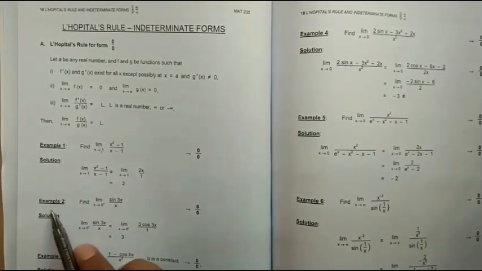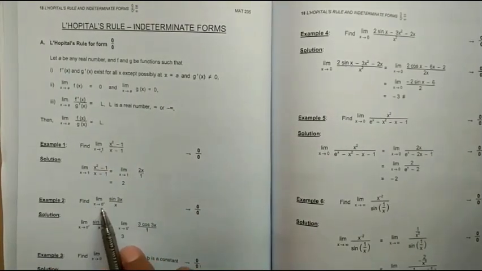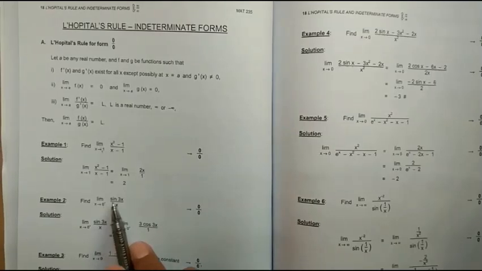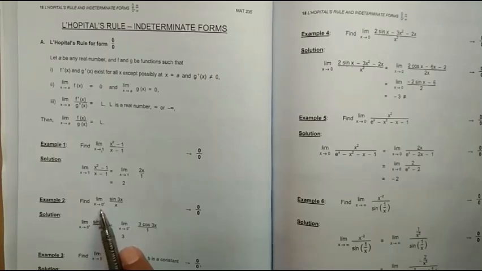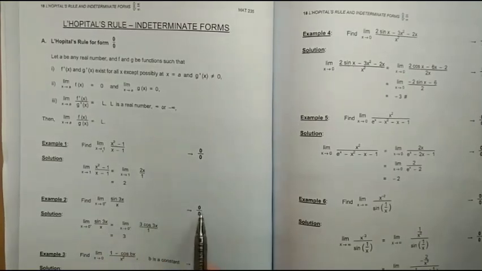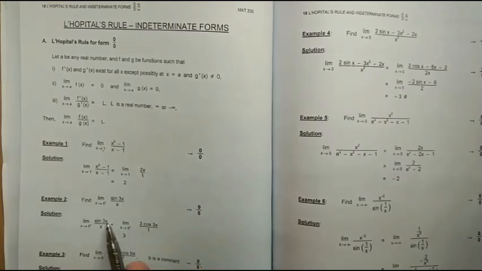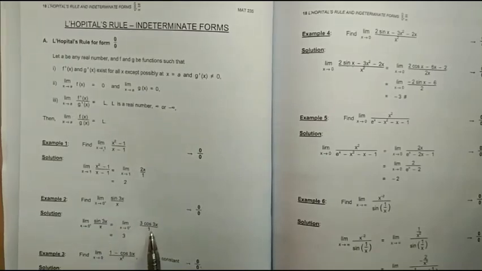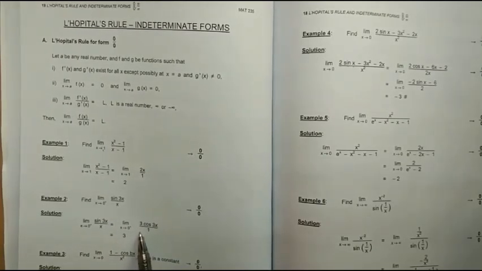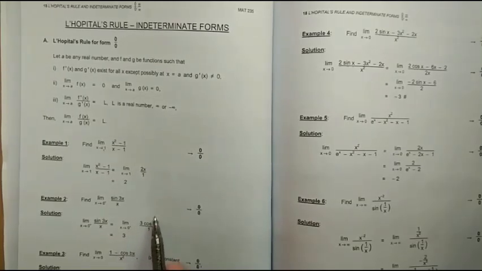So, same as example 2. Limit x approach 0 from the right, sin 3x over x. If you substitute 0 into x, we get 0 over 0. And then differentiate sin 3x, we get 3 cos 3x, differentiate x, we get 1. So substitute again, x equals 0, we get 3 cos 0, which is 1.